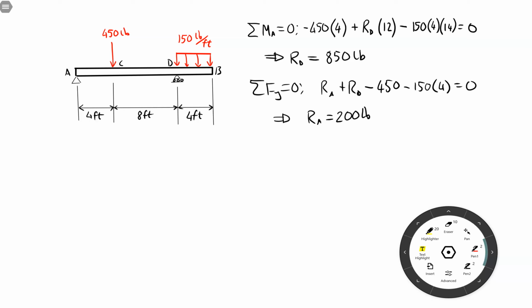At A and D we have a pin and roller support respectively, and I've already gone ahead and calculated the reaction forces RD and RA. So we can add those onto our diagram. That's our RA. And then here at D, we have this force RD. So there's our free body diagram here for our beam.